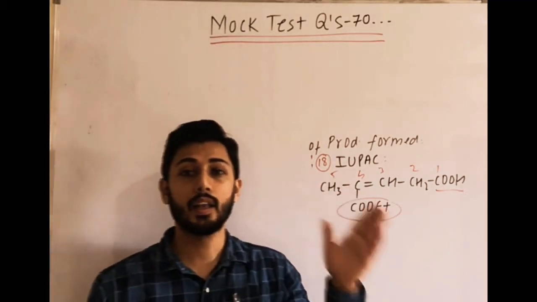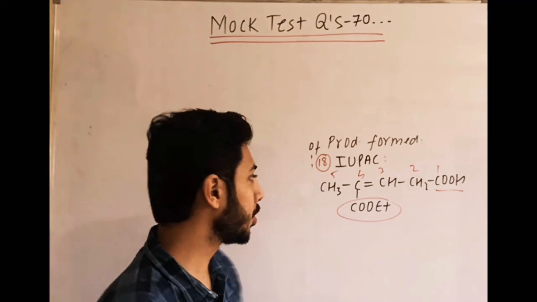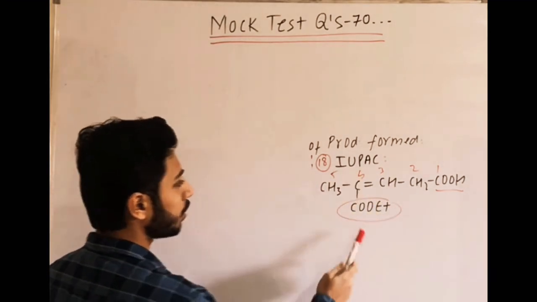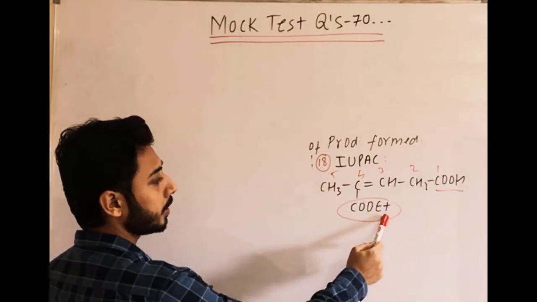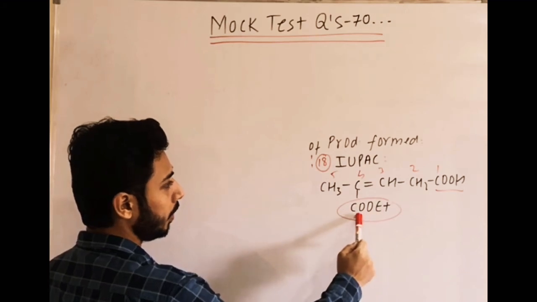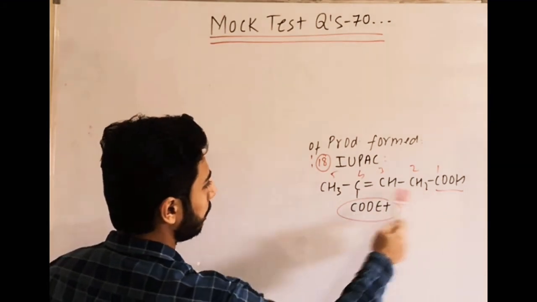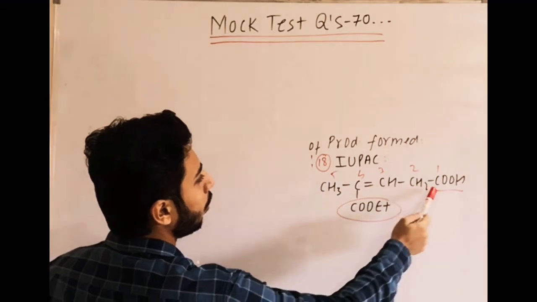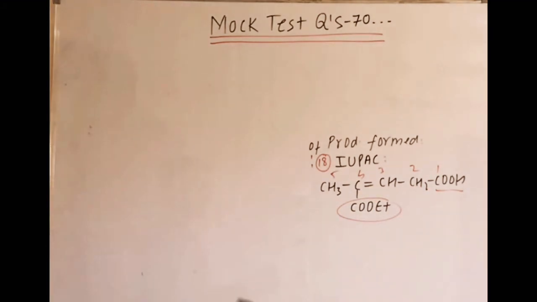It is alkoxycarbonyl. At which position? It is at the fourth position. 4-alkoxy, here it is ethoxy, so 4-ethoxycarbonyl. Then the root word is pent, pent-3-enoic acid. Listen to it again if you want.